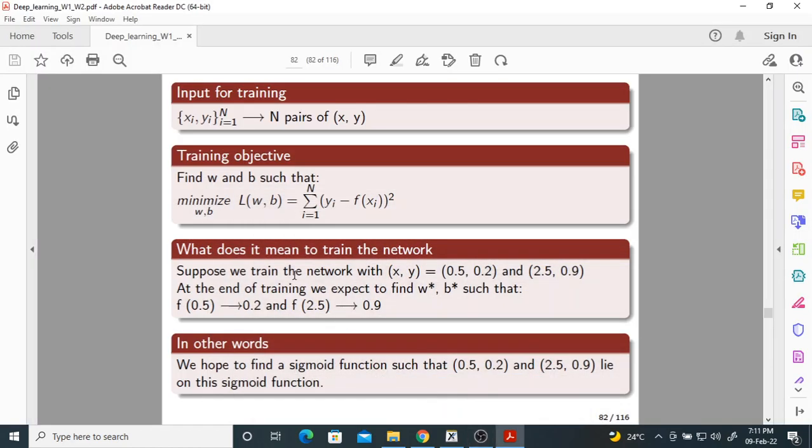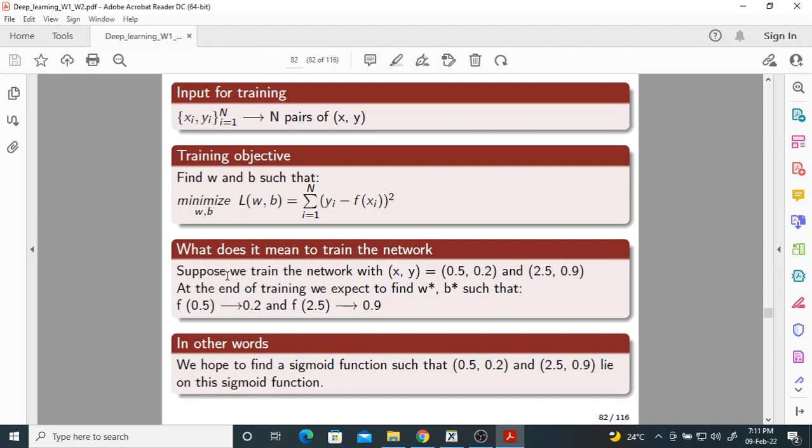Now, what does it mean to train the network? First of all, we are training the network by giving it the data of n movies, n pairs of data. They contain a critics rating and the IMDb rating. We have to train the network first.